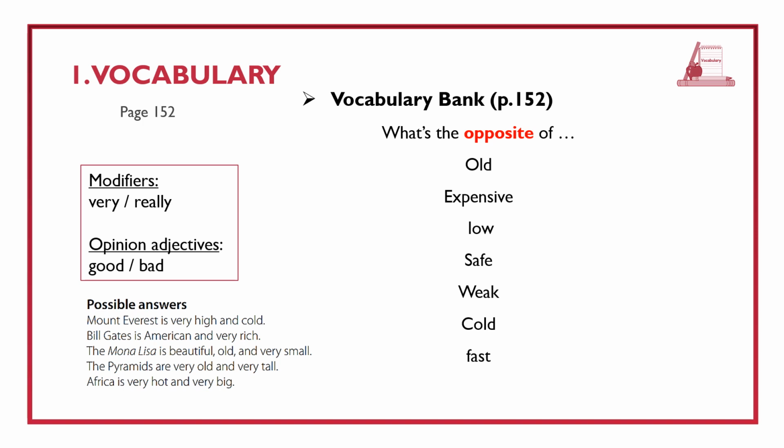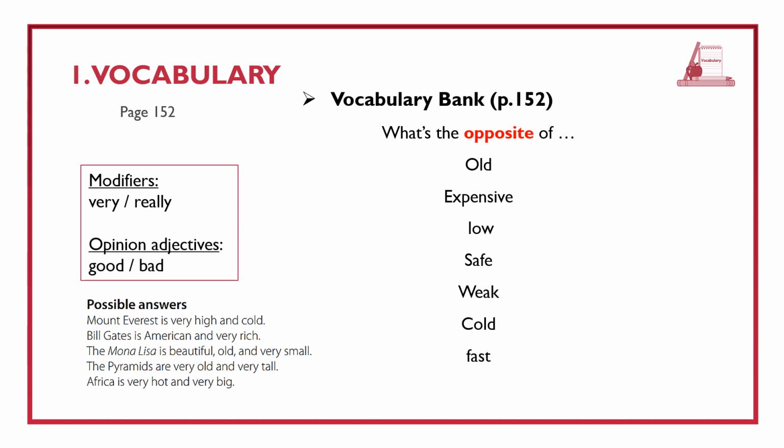So you see here we have 3 adjectives. So we separate them by commas. Beautiful, old, and very small. For the last one, we use and. The pyramids are very old and very tall. Africa is very hot and very big.